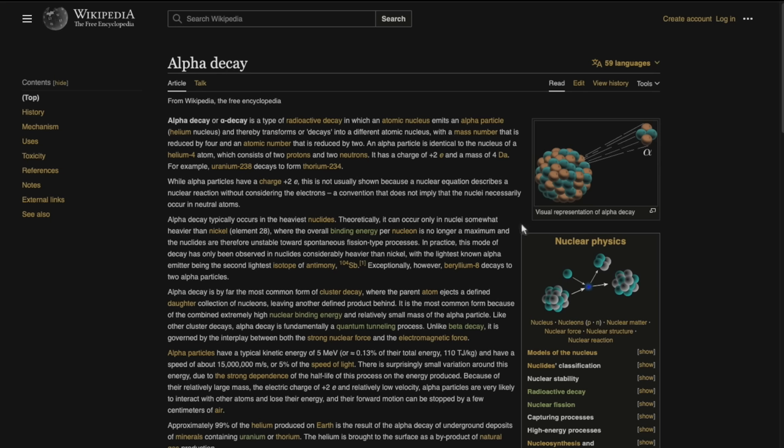Atoms are not all the same. They can hold different numbers of protons, neutrons, and electrons. A substance made of atoms of just one type is called a chemical element. The given atomic number is equal to the number of protons.